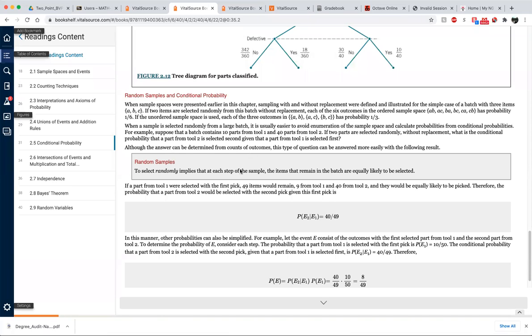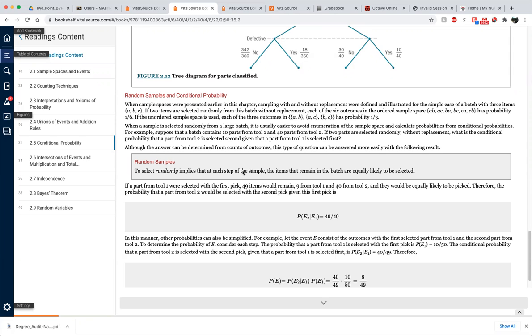Give me a second. To understand random samples, we need to look at these examples. So let's look at this. Simply saying, the random sample is this.